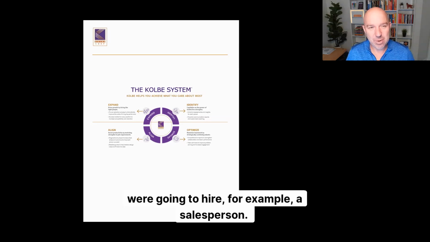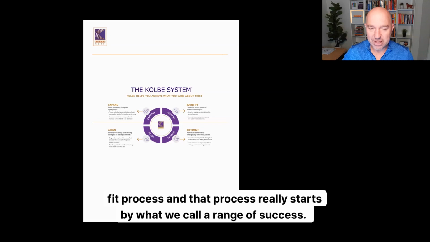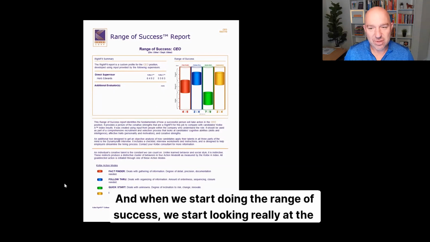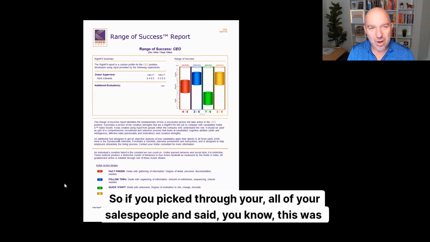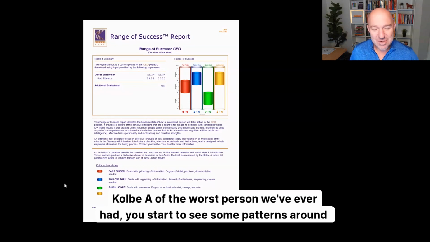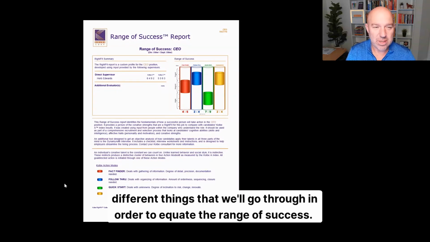If we were going to hire, for example, a salesperson, one of the things we would do is start coming up with the whole Right Fit process. That process really starts with what we call a range of success. We look at the best candidates ever in your organization. So if you picked through all of your salespeople and said, this was the Kolbe A of the best person we've ever had, this is the Kolbe A of the worst person we've ever had, you start to see some patterns. We have a series of questions and a variety of different things that we'll go through in order to work out the range of success.